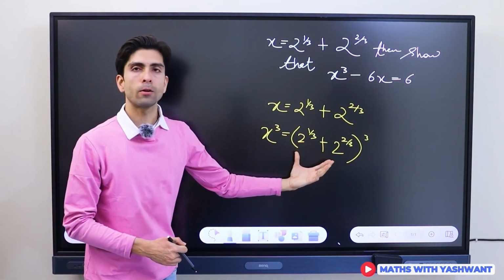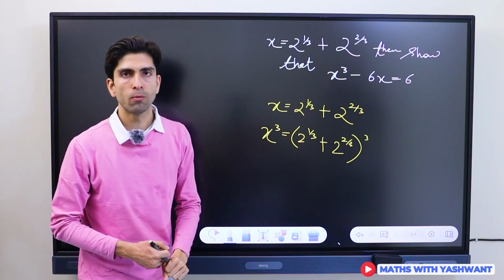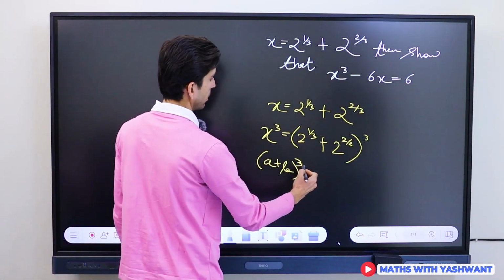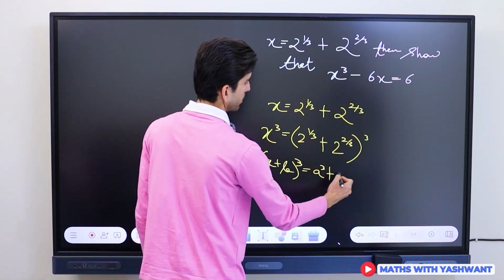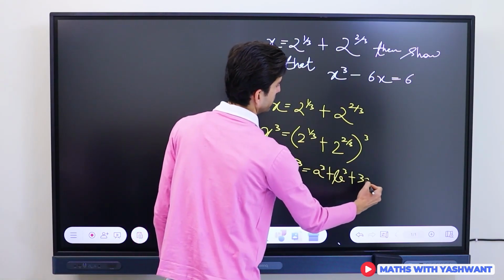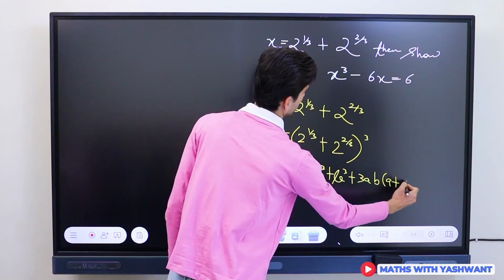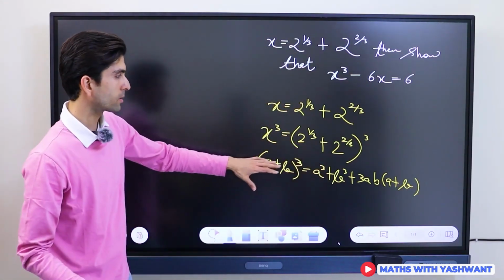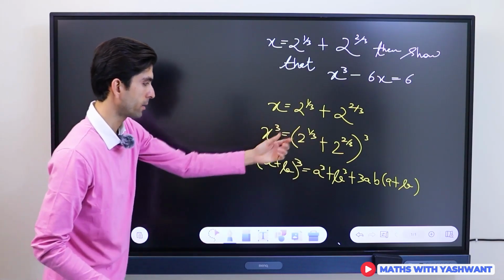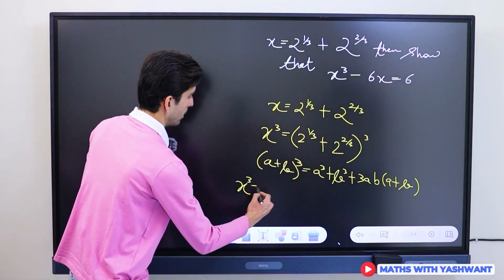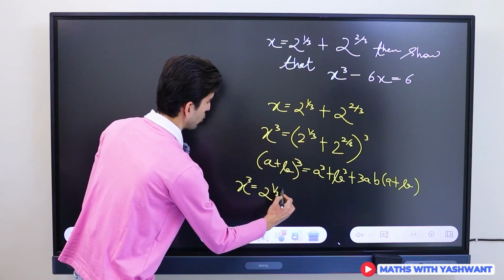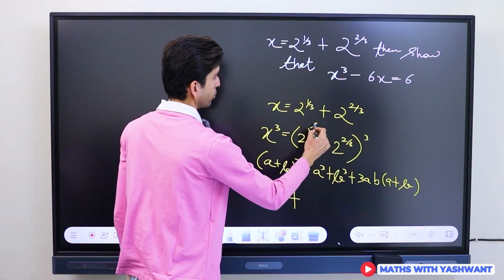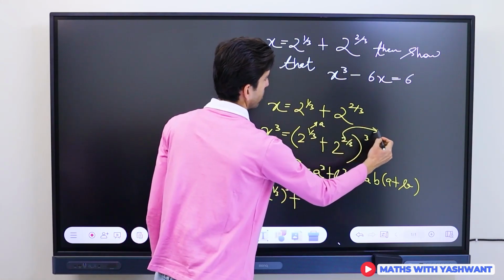here we can use the identity a plus b whole cube for expanding. The identity a plus b whole cube is what? It is a cube plus b cube plus 3ab into a plus b. So this is the identity for a plus b whole cube. Following this identity, for the right hand side, I can say 2 to the power 1 by 3 is your a, so a cube. 2 to the power 2 by 3 is your b. So this is your a actually, and this is your b.